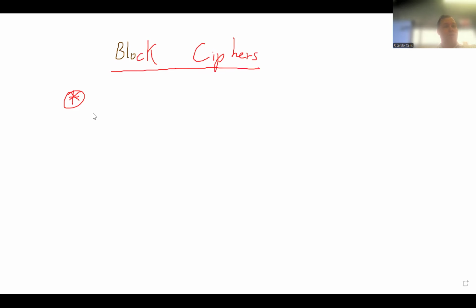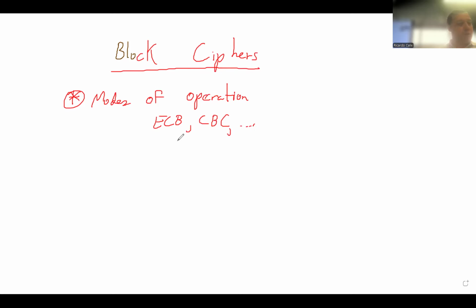Another term that we have, of course, is modes of operation. So we have modes of operation, and that's going to be your ECB, CBC, and so on. And you guys understand this from the images that one is insecure, the other one is more secure. So these are essentially different ways of breaking up the message and XORing the blocks. That's essentially the idea.